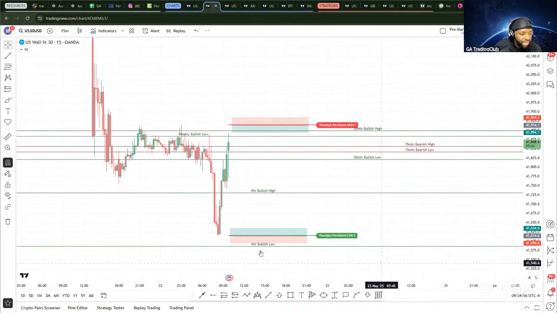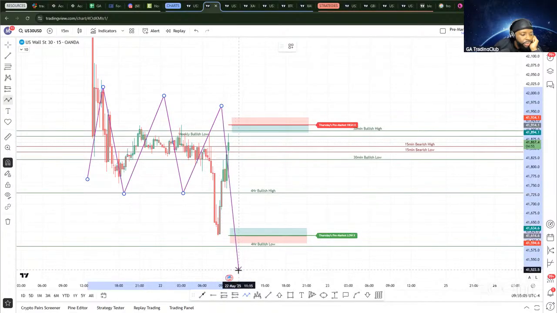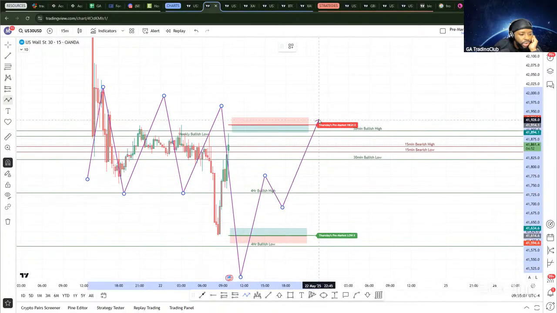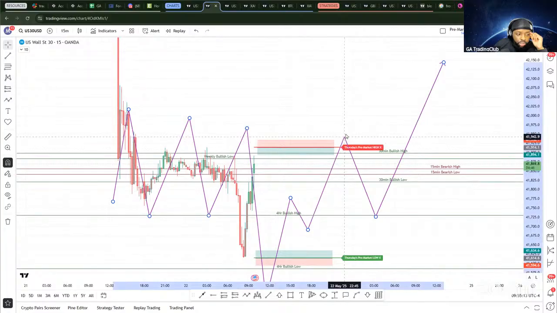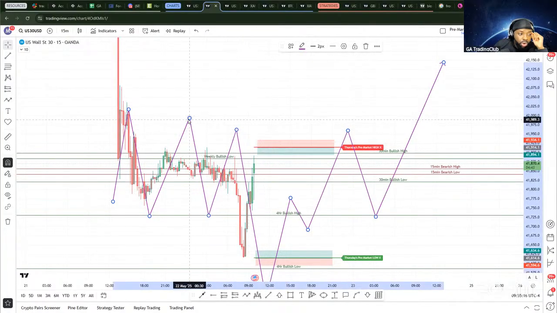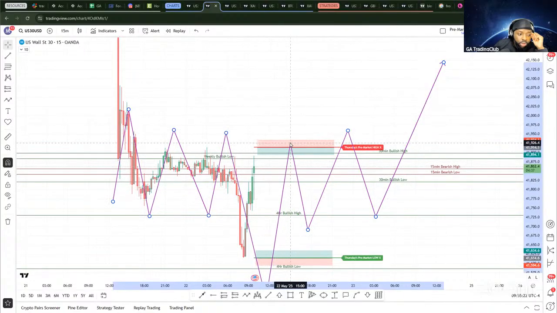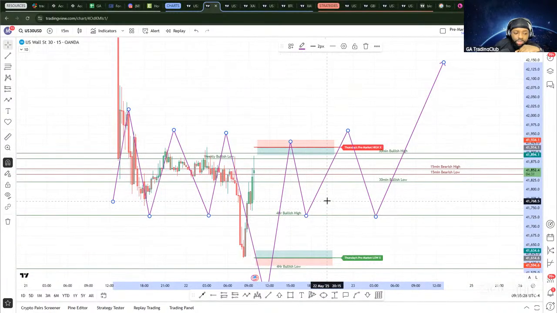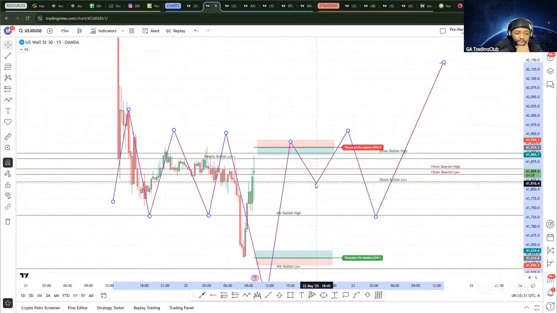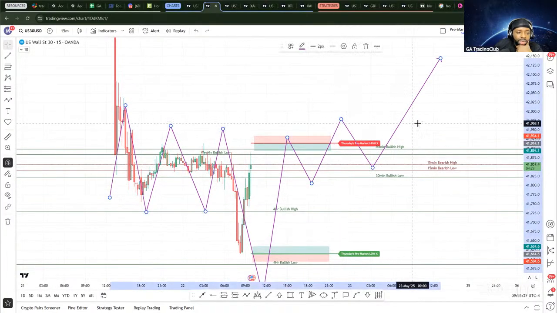Also, if you guys can notice this pattern here. What is this called? Accumulation, manipulation, distribution, right? If this pattern is to continue, I do expect some sort of rejection from the pre-market high, come back into the consolidation, maybe pick up liquidity at this 30-minute bullish area and then break out to the upside.